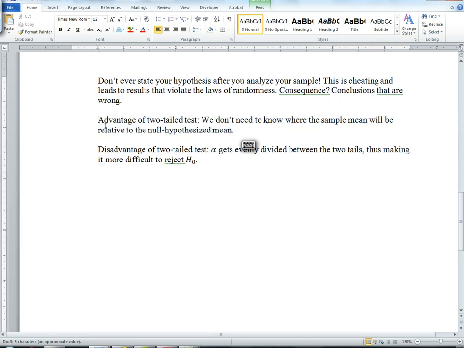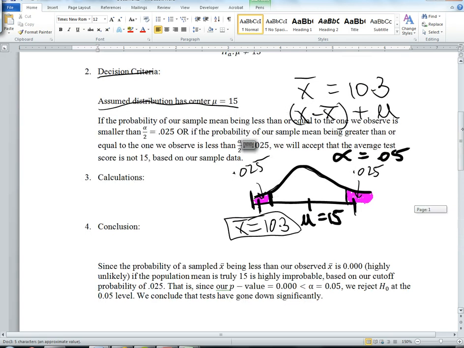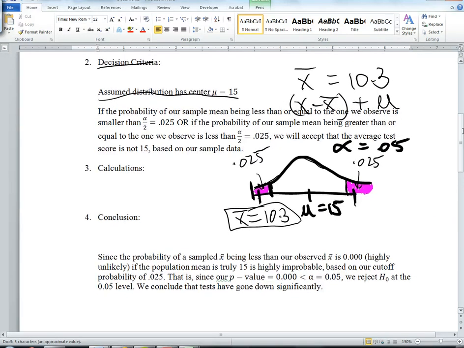And that's not to our advantage, because if you cheat with statistics, then you get data that's misleading and ultimately wrong. So what are the advantages of this two-tailed test then, if it obviously makes our tail probability smaller? Well, we don't need to know where the sample mean will be relative to the null hypothesized mean. So we didn't know that x bar was going to be less than mu equals 15. We just wanted to see if it had changed. And we don't really care that it was a lot smaller then. We really just cared to see if it was different then.